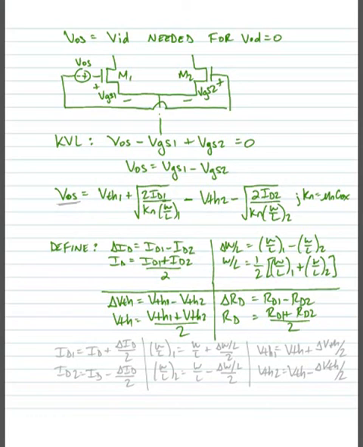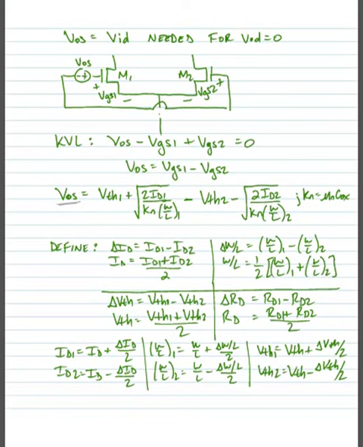All right, and finally we'll rearrange these definitions, and we could say that ID1 is equal to ID plus delta ID over 2. ID2 is equal to ID minus delta ID over 2. W over L1 is equal to W over L plus delta W over L over 2. And W over L2 is equal to W over L minus delta W over L over 2. And VTH1 is equal to VTH plus delta VTH over 2, and VTH2 is equal to VTH minus delta VTH over 2.